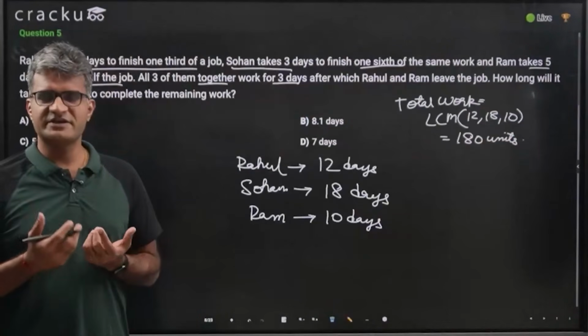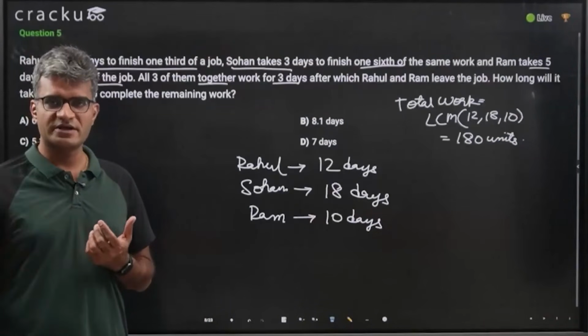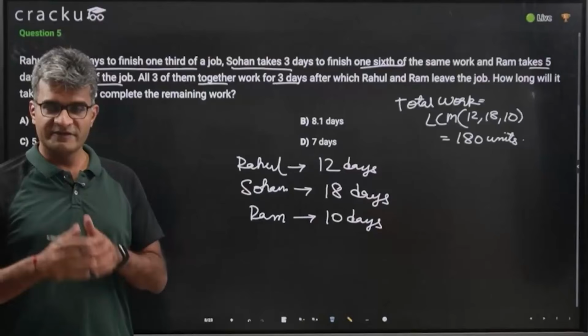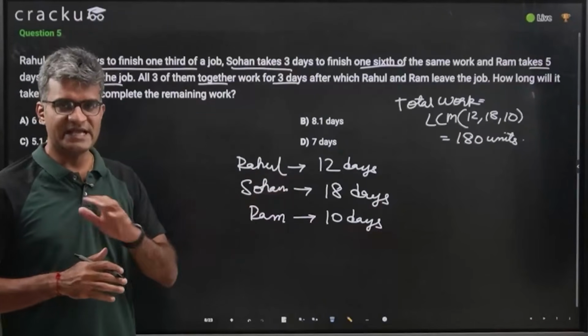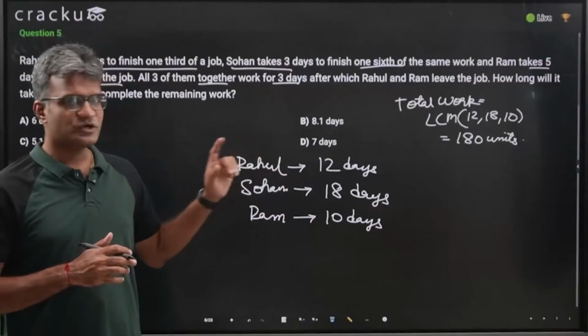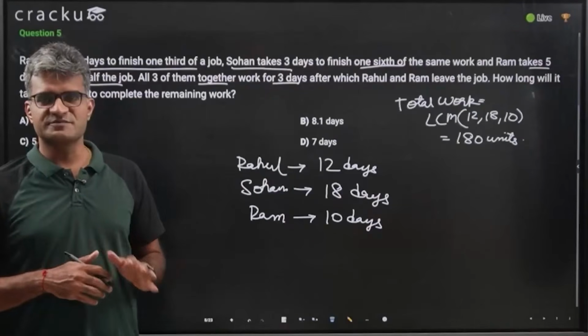Why are we assuming it to be 180? Why not 100 or 200 or 300? We can assume the total work that needs to be done to be any number. But if you assume it to be the LCM, many of the calculations become easy.